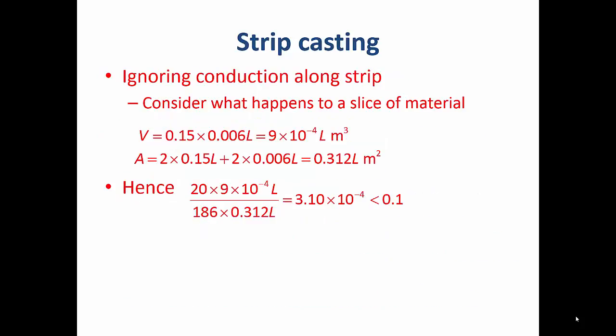So I'm going to ignore conduction along the strip and consider what happens to a slice of material. In doing that, the volume of my slice is given by the cross-sectional area times some unknown length L, and the surface area likewise has to be expressed in terms of the unknown length L. But when you then check whether you can apply the lumped solution, the hV over kA term, the L's cancel out, and we can clearly show that this gives a value that's much less than 0.1. In other words, the lumped solution will apply to this problem.